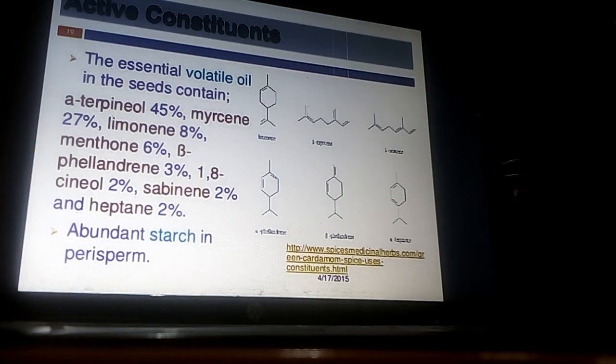Now the essential volatile oil which is present in the drug: terpineol 45%, myrcene 27%, limonene 8%, menthone 6%, beta-phenylenedione 3%, 1,8-cineol 2%, heptane 2%, and it also contains abundant starch in the perisperm.